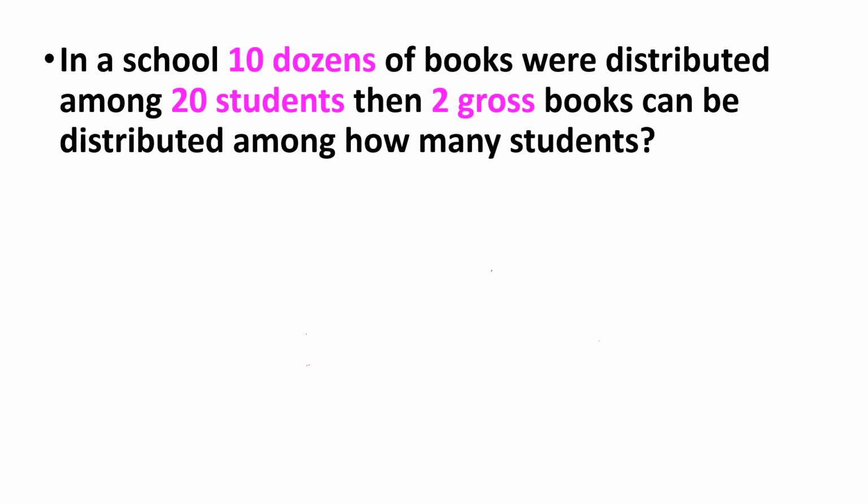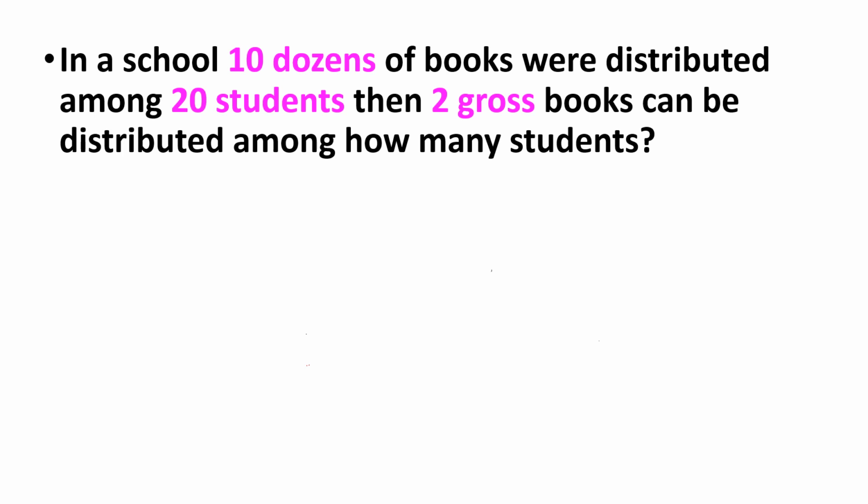Let's read the question again. In a school, 10 dozens of books were distributed among 20 students. Then 2 gross books can be distributed among how many students? So we have to divide this question into two parts.